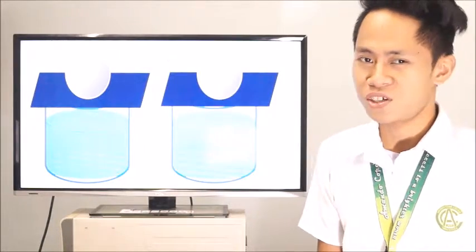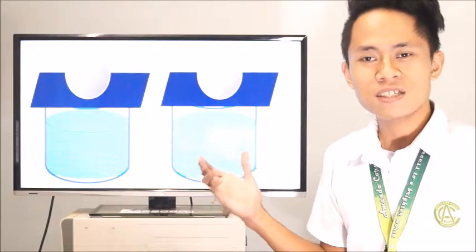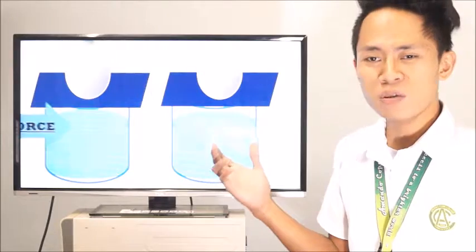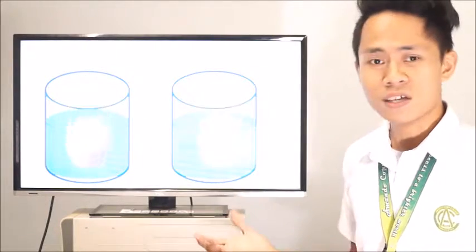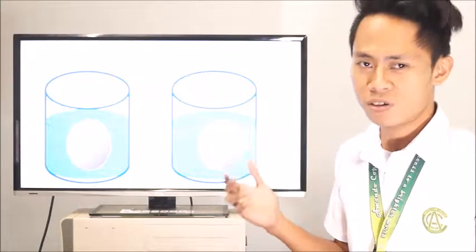Observe again this illustration. If we move the rectangle plate on the top of the glass, the tendency of the egg is to move downward and go inside the glass. The rectangle plate serves as the opposing force or the barrier.